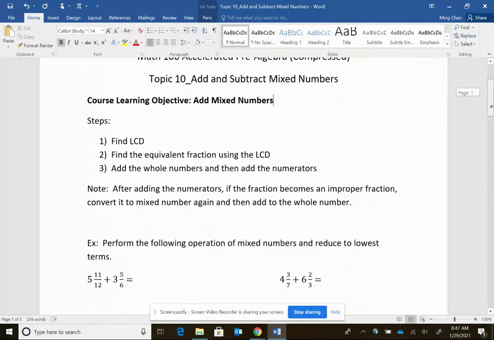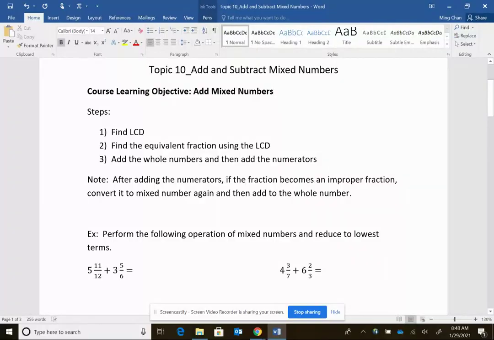So just like adding fractions, the first thing we've got to do is find the LCD. When we add mixed numbers, we're going to find the LCD first. Number two, we're going to find the equivalent fractions using the LCD. It's the same step as adding fractions, but after step number two, things get a little bit different. Once we find the equivalent fractions using the LCD, then we're going to add the whole numbers. Then we're going to add the numerators.